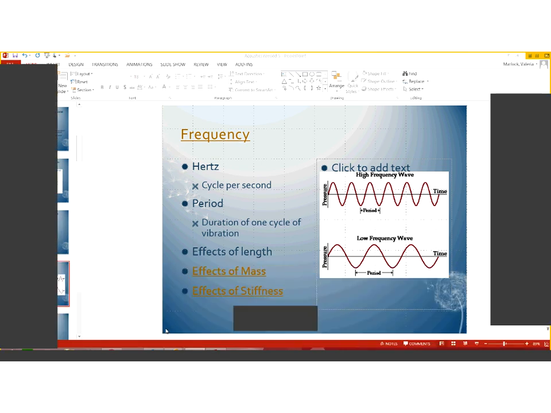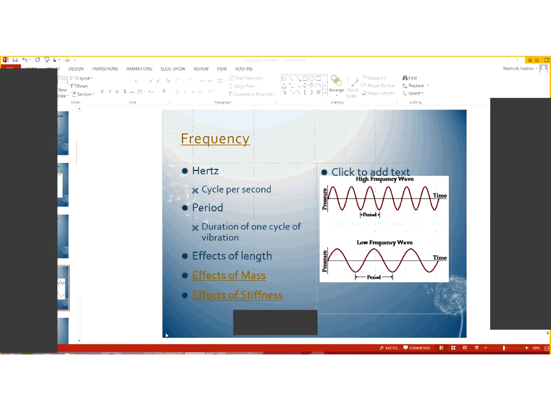I don't think I have any remaining animation. Okay, so it is possible for there to be ways to alter the frequency of a sound. And how many of you played an instrument? Okay, I'll do that, Susan.